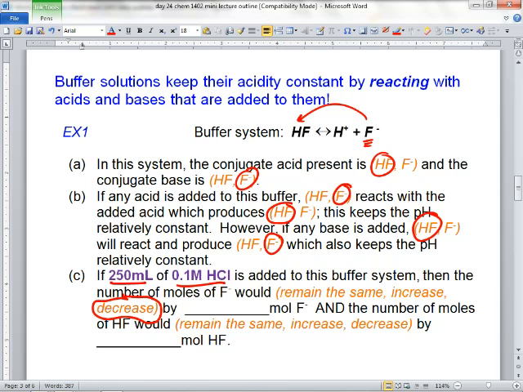By what amount exactly? Any ideas how to figure that out? Think of it this way: if we add 1 HCl unit, 1 F minus unit will react, right? Because it's 1 to 1. If I had 1 mole of HCl, how many moles of F minus would react? 1. When they give you volume and concentration, didn't they just tell you moles? They did.